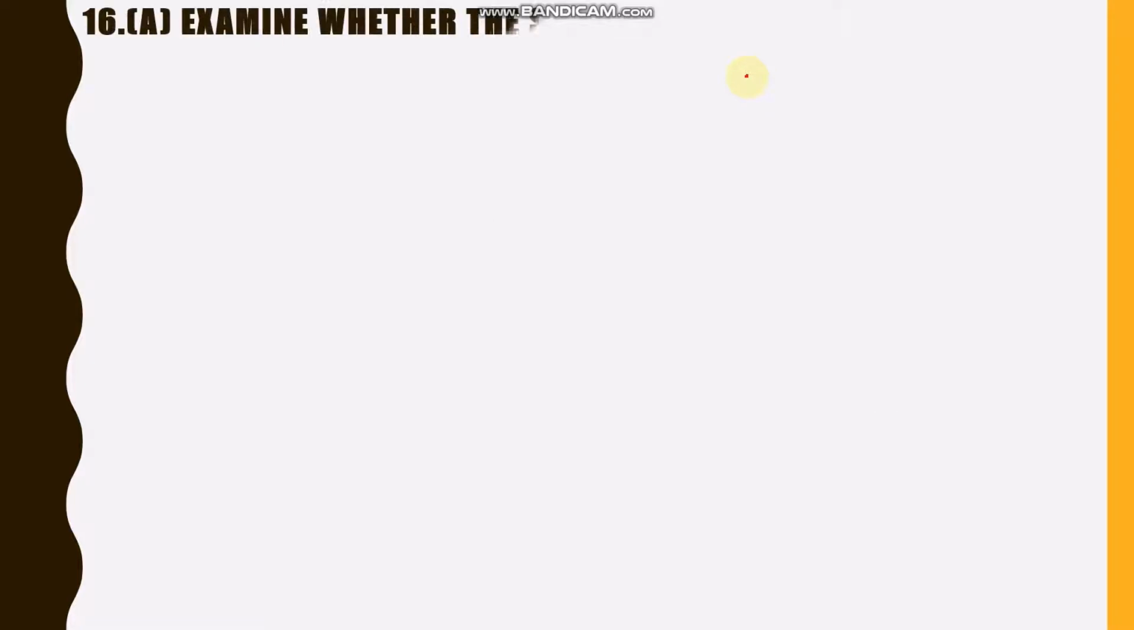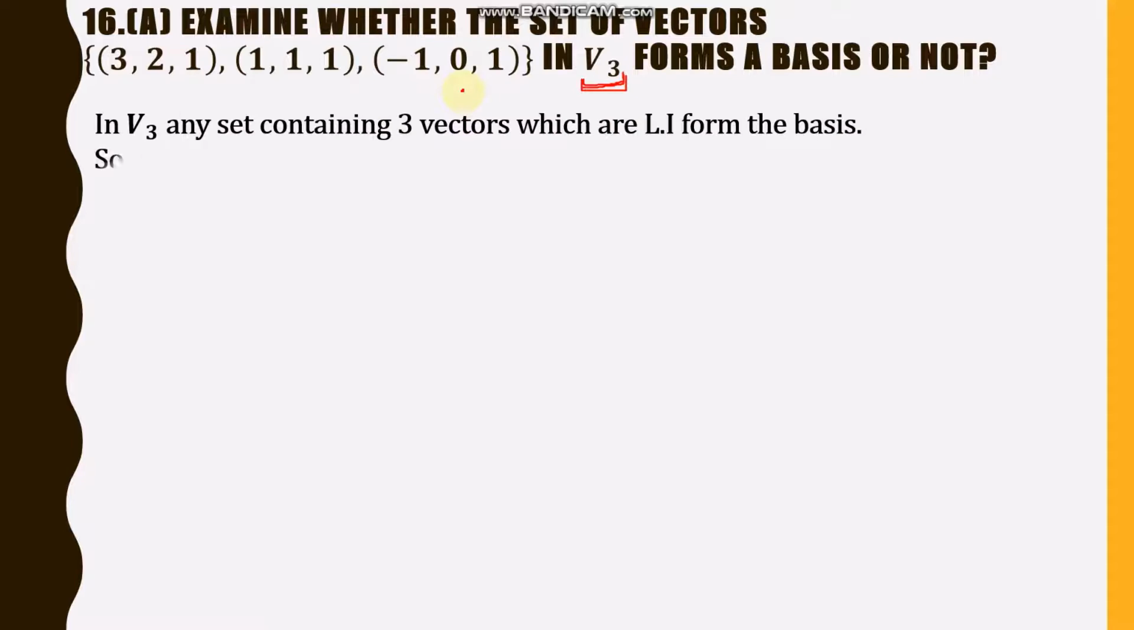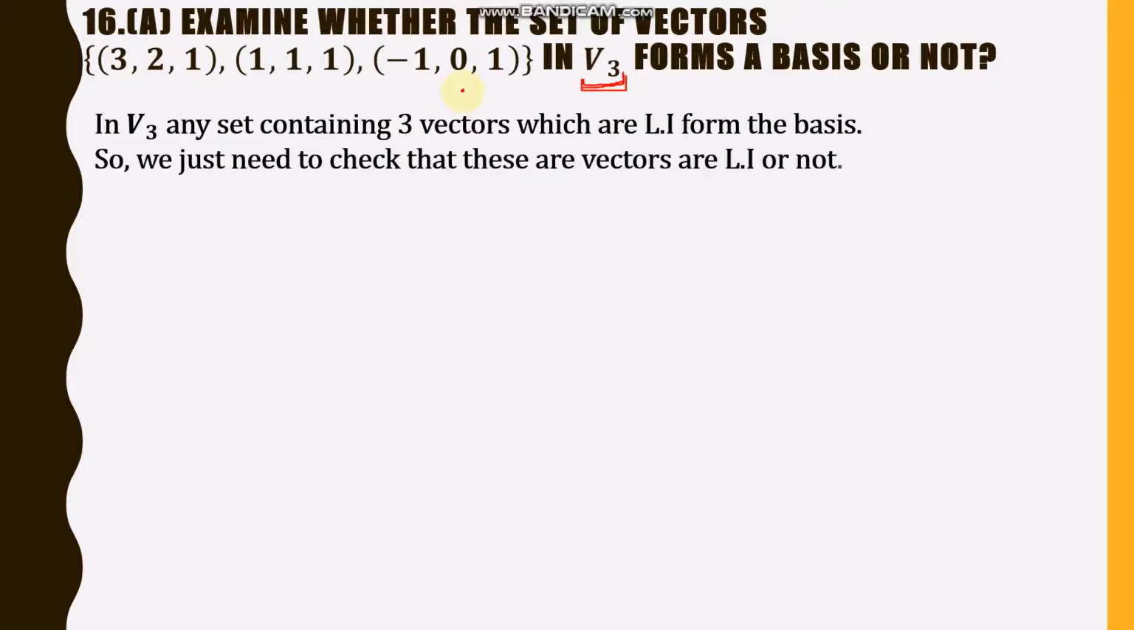Next question. Examine whether the set of vectors (3, 2, 1), (1, 1, 1), (1, -1, 0, 1) in V3 forms a basis or not. So here the vector space is V3, means the dimension of the vector space is 3. So any linearly independent set containing 3 vectors will form the basis. So we just have to check whether these 3 vectors are linearly independent or not. If they are linearly independent, they will form the basis. So let's check whether they are linearly independent or not.